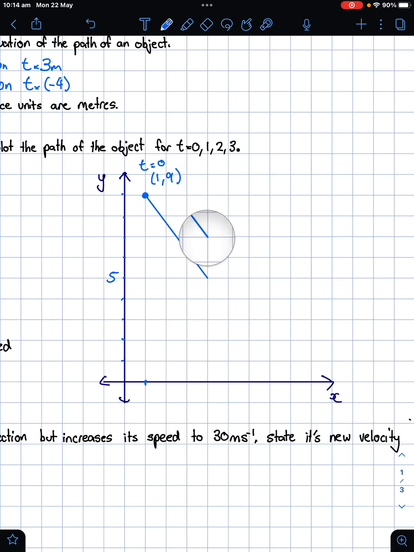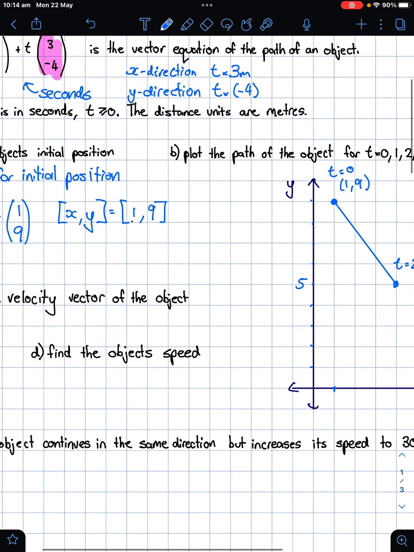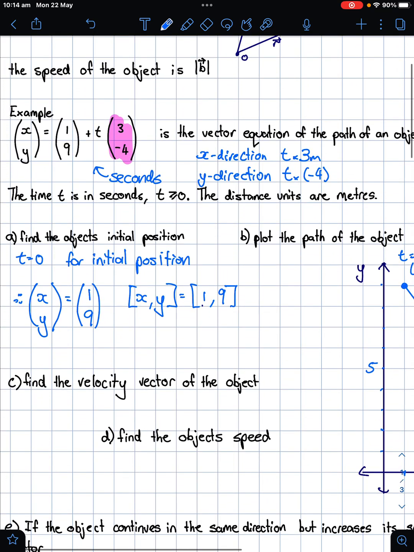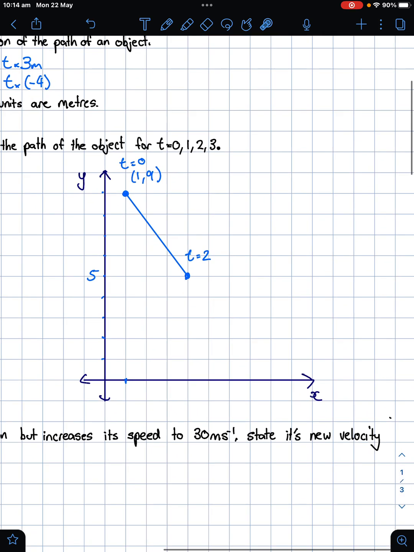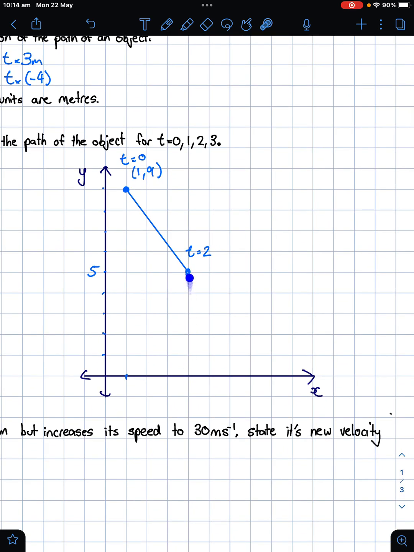So, did I get that right? 1, 2, 3, 4, 1, 2, 3. So this here is going to be t equals 2. And we could either calculate it, but it's going to pretty much be here. If we were looking at this vector, we can almost think about this. 1 plus 3, it's going to be at 4. 9 minus 4, it's going to be 5. So this should be at 4 and 5, which perfect it is. So we've got 4 and 5.